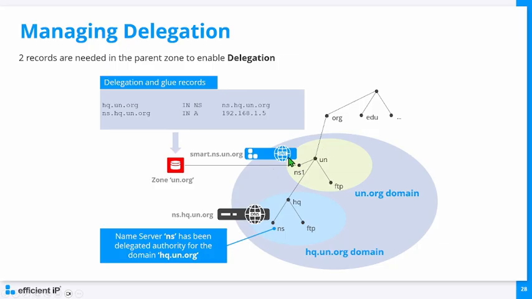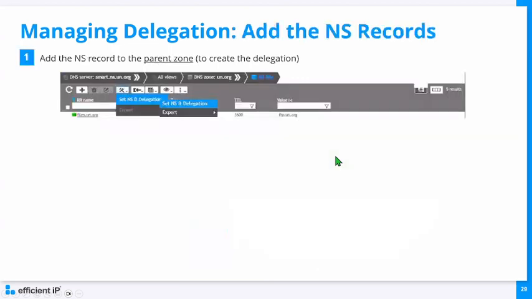Okay, so you have to perform this configuration on the parent's authoritative server, which means on the UN authoritative server. Are you clear with that? Because this is in a smart architecture, you go to UN.org because it's the parent domain of the subdomain. And you will see all the resource records.